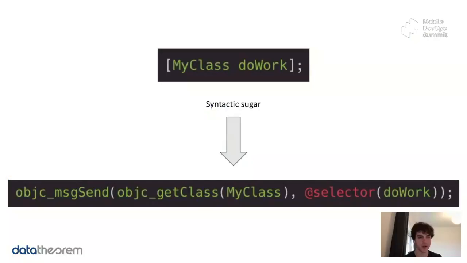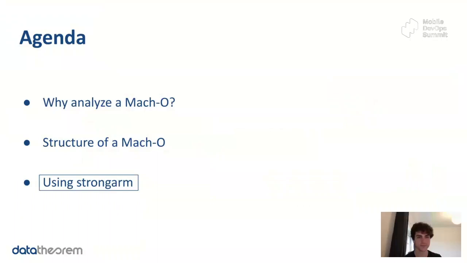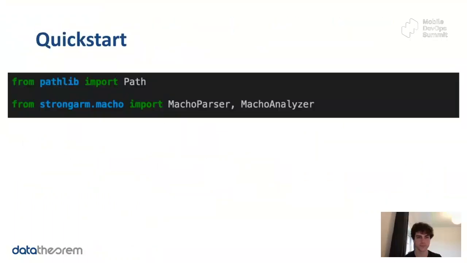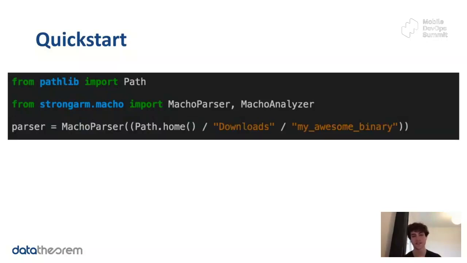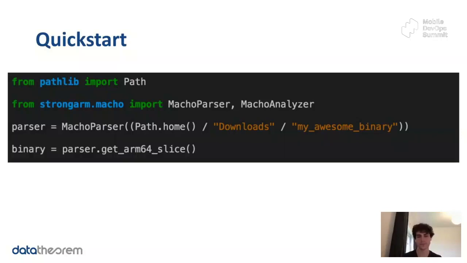Let's just speed right through. Okay, so using Strongarm, just a quick example of what this would look like. Firstly, you're going to import some symbols from the Strongarm library so you can use them. Now we're going to use this Mach-O parser, and we're going to give it a path to the file that we want to parse.